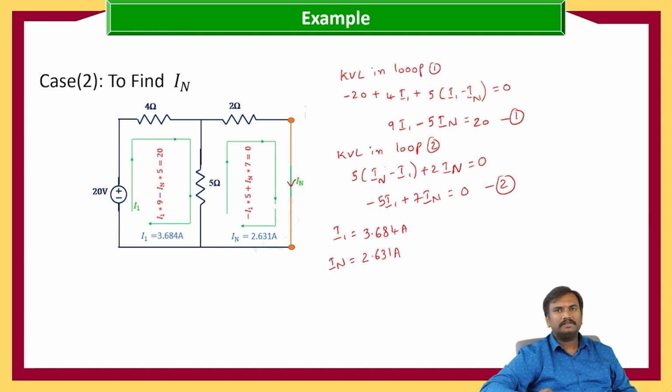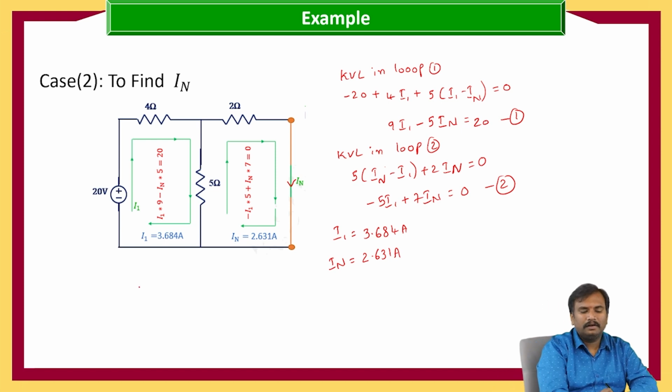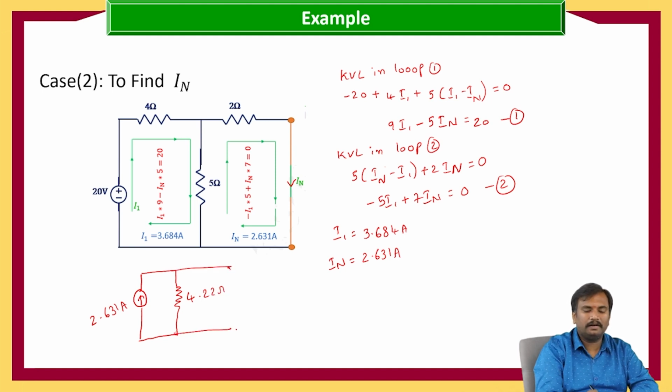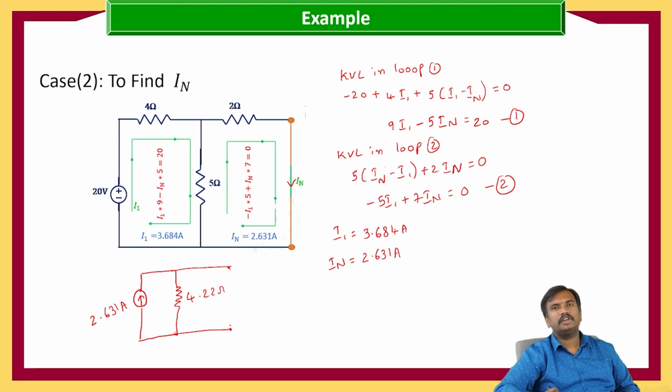Now we replace the circuit with a current source in parallel with the resistance, that is 2.631 amperes. And what is the resistance we got? 4.22 ohms. This is the Norton's equivalent between the terminals A and B.